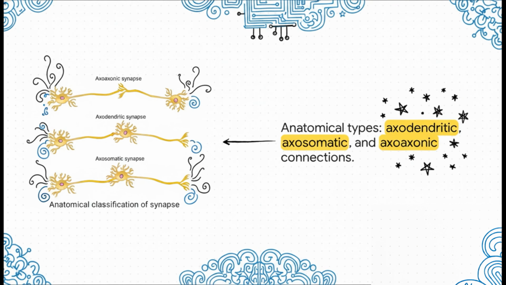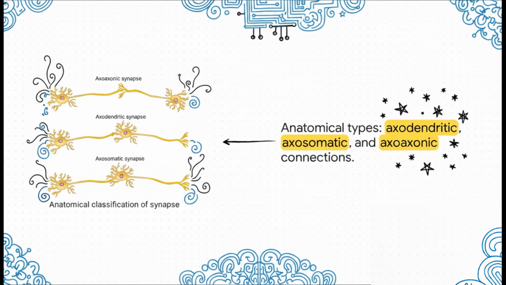So let's start with anatomy. This is all about the point of contact. If the axon from one neuron connects to the dendrite of another, we call that axodendritic. That's the most common kind you'll see. If it connects directly to the cell body, or soma, it's called axosomatic.